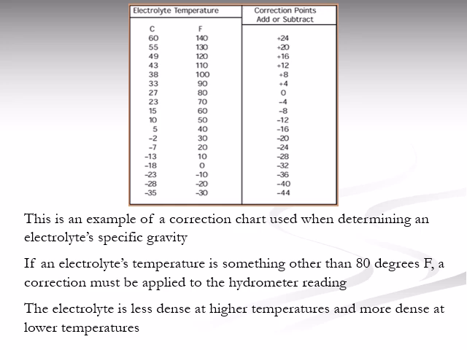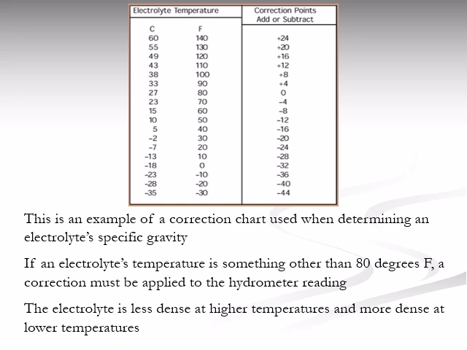This slide shows a correction chart used when determining the specific gravity of a battery's electrolyte. Since electrolyte density changes with temperature, the reading obtained from a hydrometer must be corrected if the temperature is different from the standard 80 degrees Fahrenheit. As temperature increases, the electrolyte becomes less dense, resulting in a lower reading. Conversely, colder temperatures make the electrolyte denser, which gives a higher reading. This chart helps you apply the appropriate correction factor.